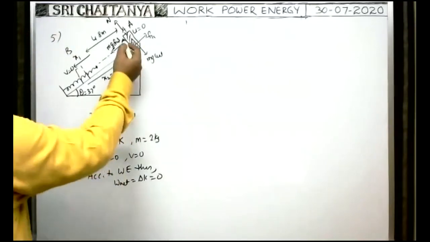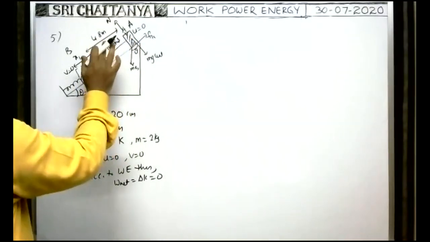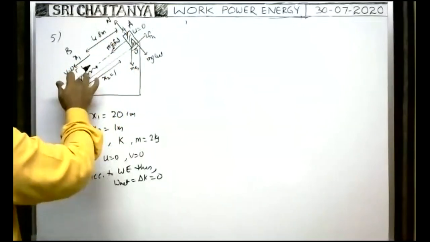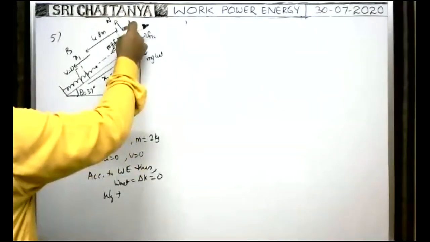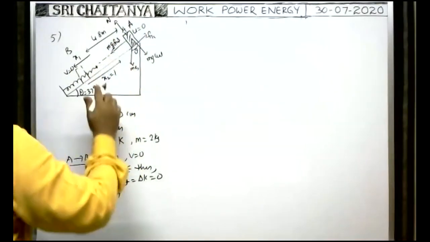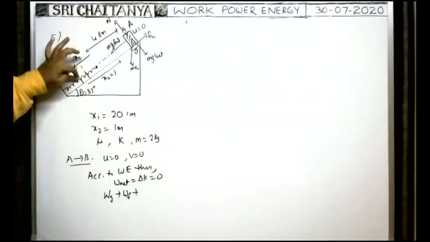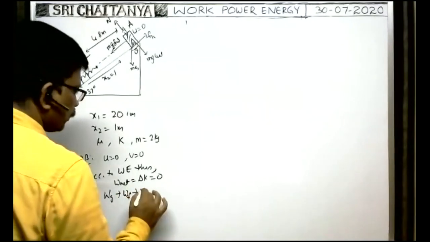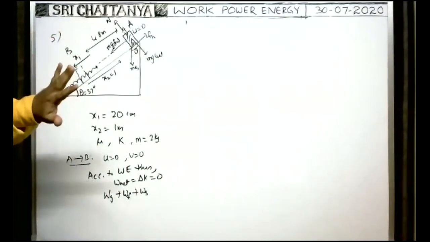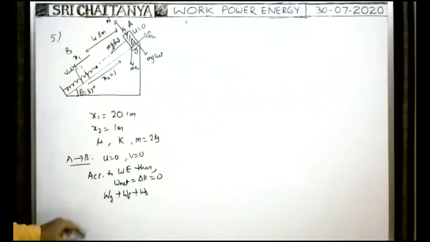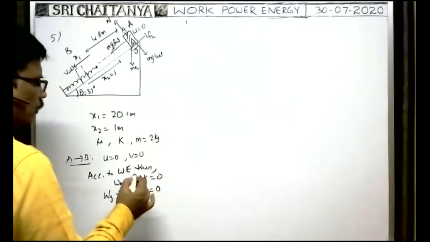Now, whenever the block comes from position A to B, because of the weight component mg sin theta, work is done by gravity. Plus, as friction exists while the block is coming down, work is done by friction. Plus, whenever the block compresses the spring, some work is done by the spring. Due to the normal reaction, there is no work done on the block. So these are the different types of work done, and together they make the net work done.